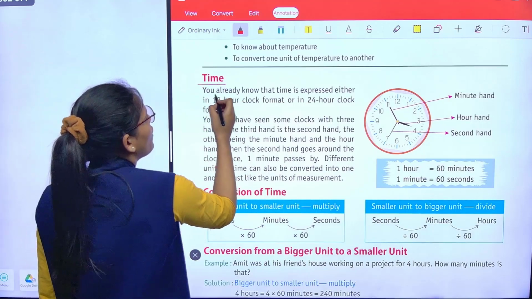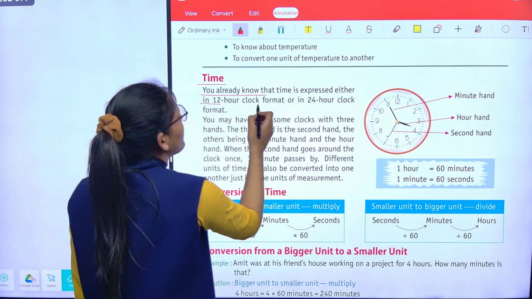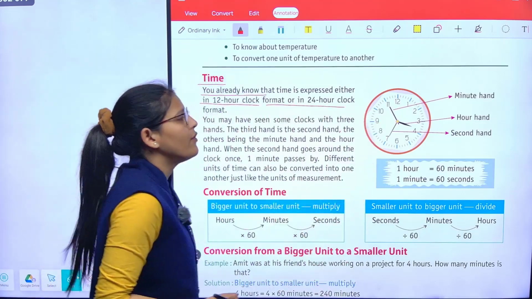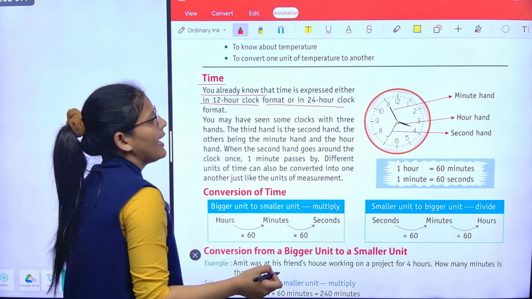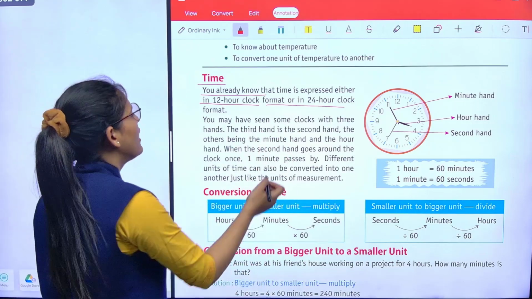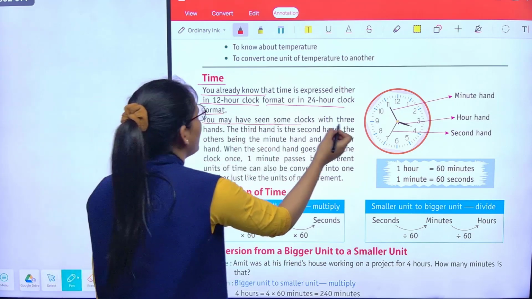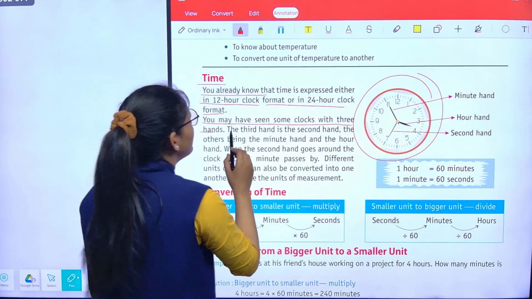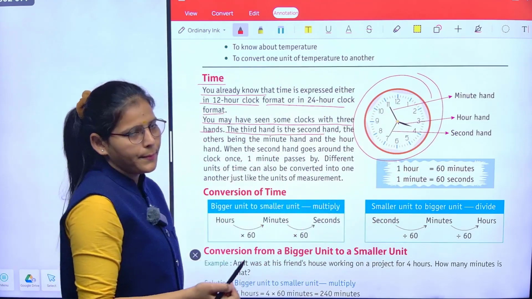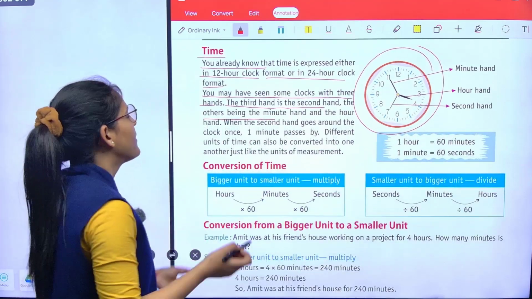Time. You already know that time is expressed either in 12-hour clock format or in 24-hour clock format. Now class, you may have seen some clocks with three hands. See, now the third hand is the second hand. The other being the minute and the hour hand.